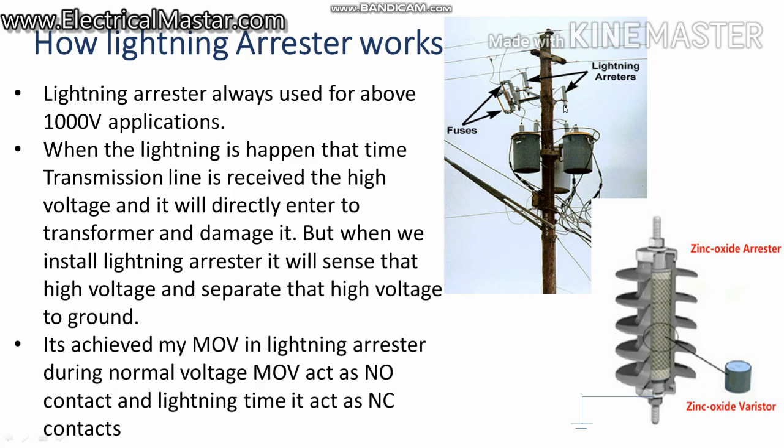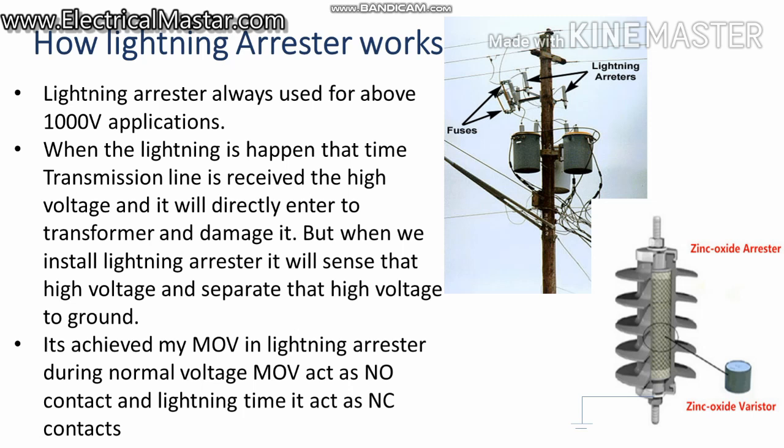In that case, when a lightning stroke happens, it produces high voltage. We know lightning produces an enormous amount of voltage and current, so it will directly enter our transmission line. The transmission line carries that lightning high voltage to our transformer, and it will make the transformer windings overheat, and there is a chance of the transformer blasting.